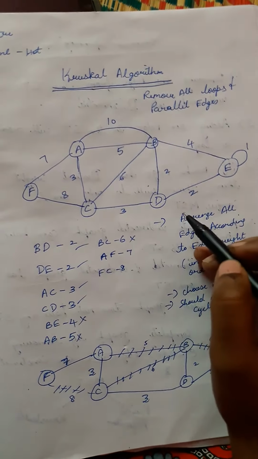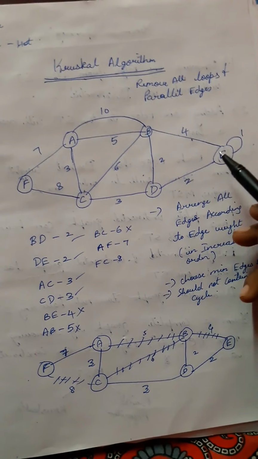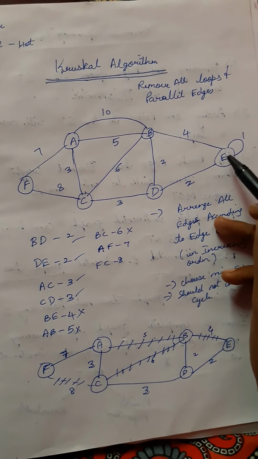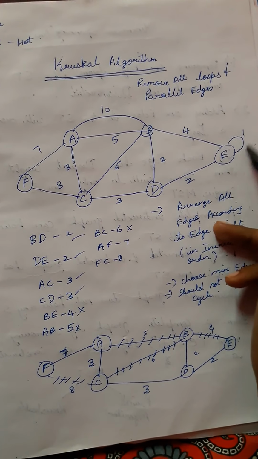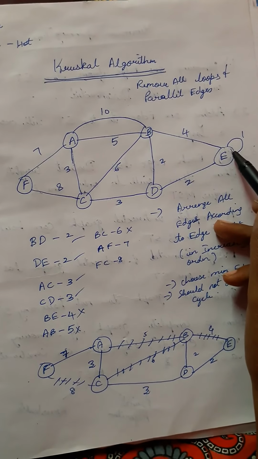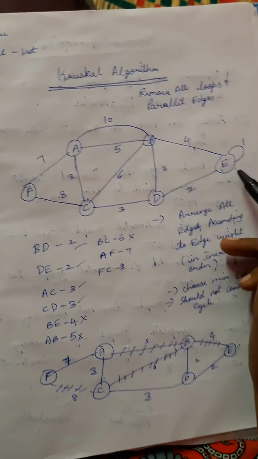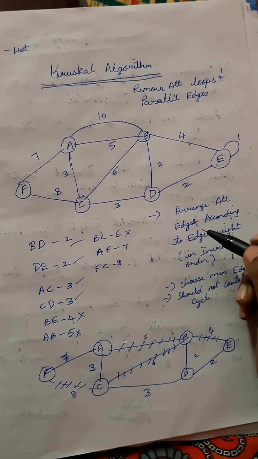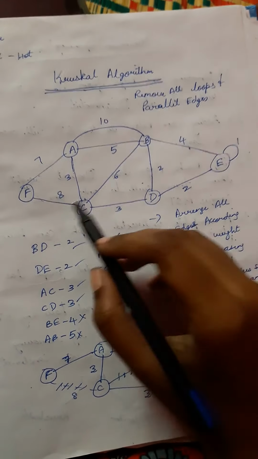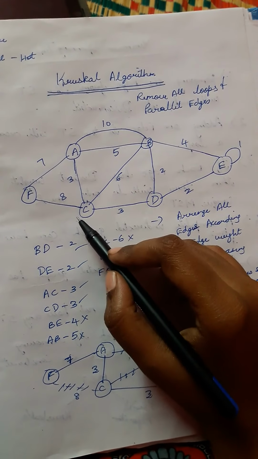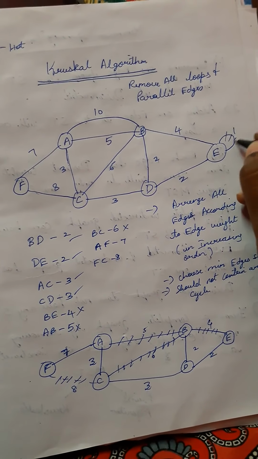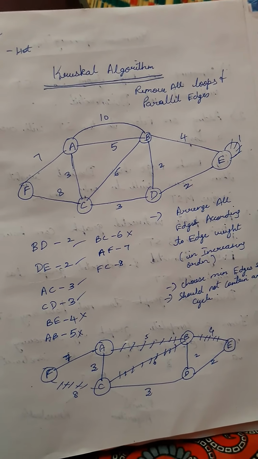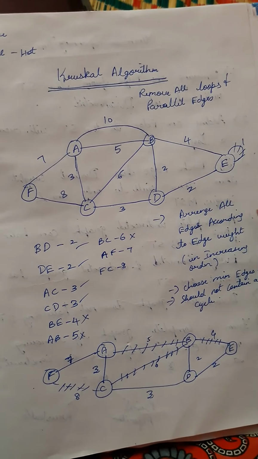For this graph, what is the loop here? A loop means an edge from a vertex to itself. So from E to E, an edge going out and coming back forms a loop. If we reach this point, it will keep on looping, so we need to remove all the loops. There is only one loop here, from E to E, so I will remove this loop. Then they say to remove all the parallel edges.